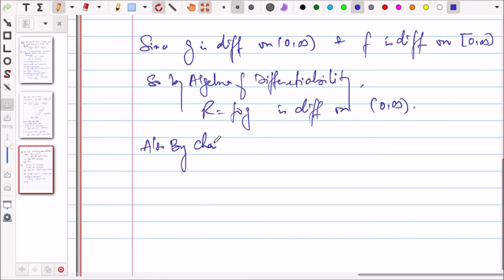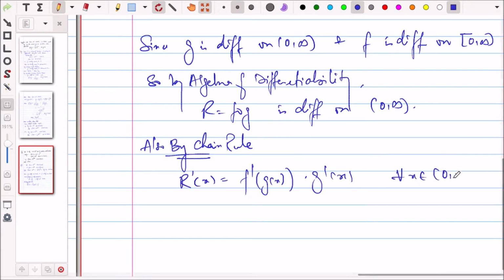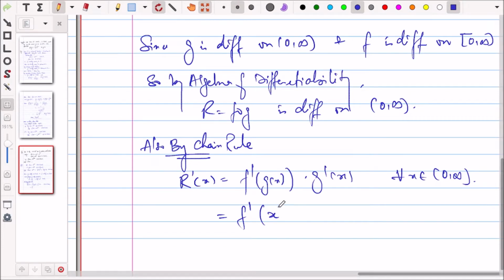Also, by chain rule, what is the derivative of r? It is f dash of g of x into g dash of x for all x belonging to 0 to infinity. So this is f dash of g of x, which is f dash of x to the power 1 by n, into g dash x, which is 1 by n into x to the power 1 by n minus 1.